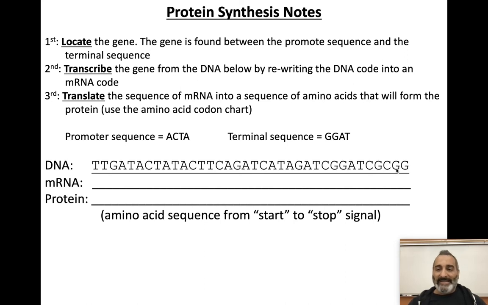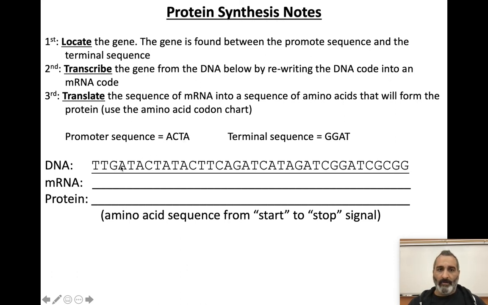All right. So for our class, we're keeping this simple. All we really want to deal with is the coding part of the DNA. That's the gene. So step one says locate the gene. And this says the gene is found between the promoter sequence and the terminal sequence. How do we know where the promoter sequence is? Well, I give it to you. This is given. It's ACTA.